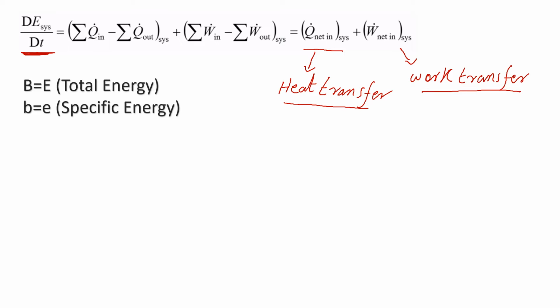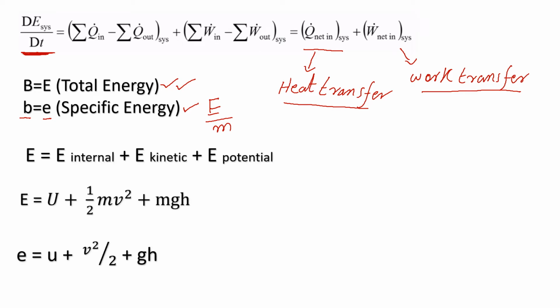Now let's look at the intensive and extensive properties. This is the extensive property, this is the intensive property. Our extensive property is our total energy, and our intensive property is our specific energy, that is total energy per unit mass. So these are my extensive and intensive properties, but what will this total energy be equal to? Let's look at those terms.